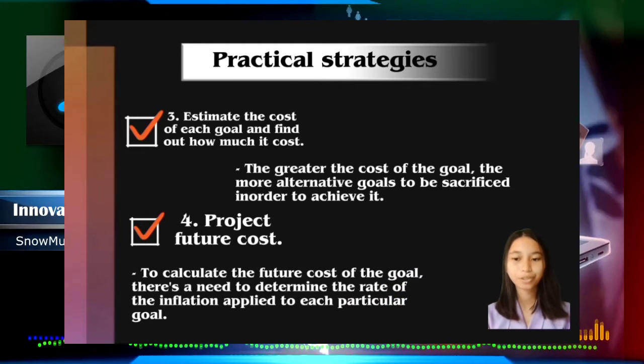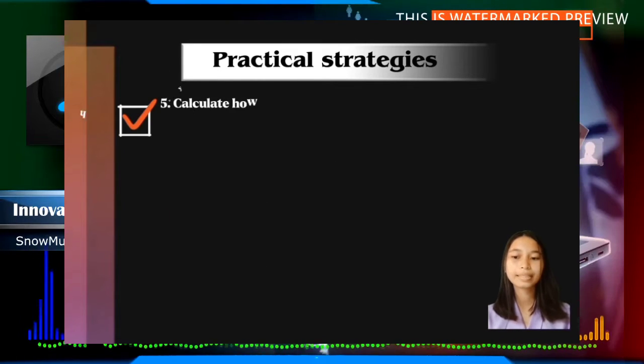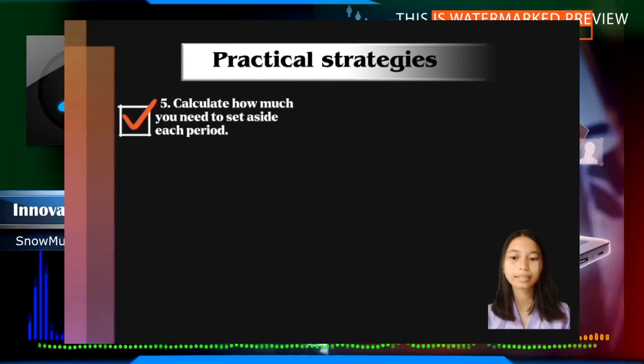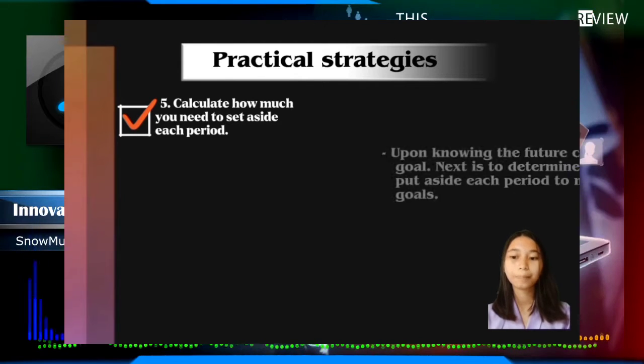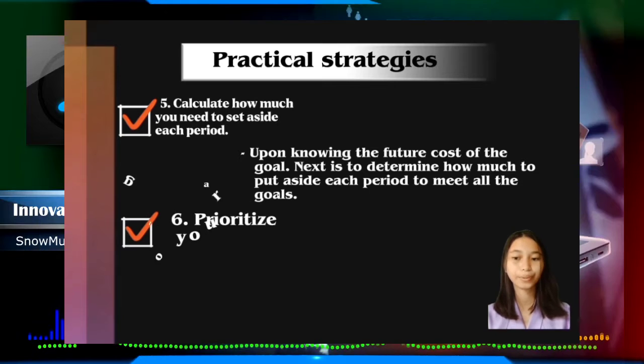To calculate the future cost of the goals, there is a need to determine the rate of inflation applied to each particular goal. Fifth is calculate how much you need to set aside each period. Upon knowing the future cost of the goals, next is to determine how much to put aside each period to meet all the goals. Sixth is prioritize your goals.